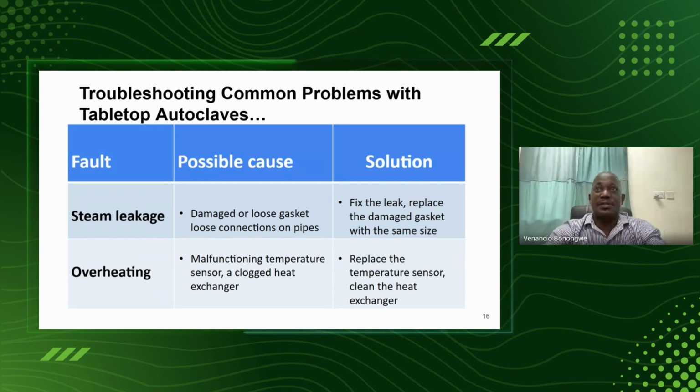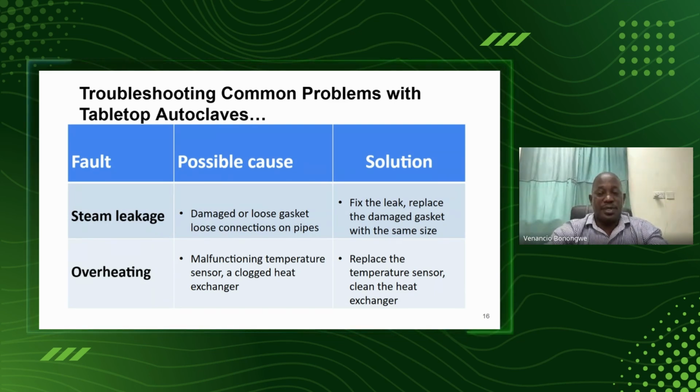So the first one is steam leakage. If you have steam leakage, that steam leakage can be caused by a loose gasket or a damaged gasket. Or we may have some loose connections on the pipes, or on the joints. So the solution to this is to fix the leakage by replacing the damaged gasket with the same size of gasket.